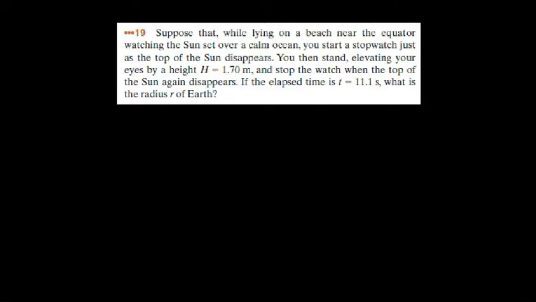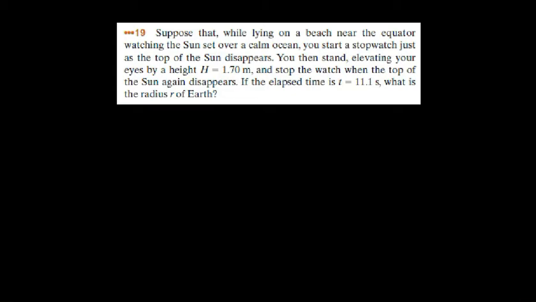So our first problem is, suppose that while lying on a beach near the equator, watching the sun set over a calm ocean, you start a stopwatch just as the top of the sun disappears. You then stand, elevating your eyes by a height equal to 1.7 meters, and stop the watch when the top of the sun again disappears. If the elapsed time is 11.1 seconds, what is the radius r of Earth?